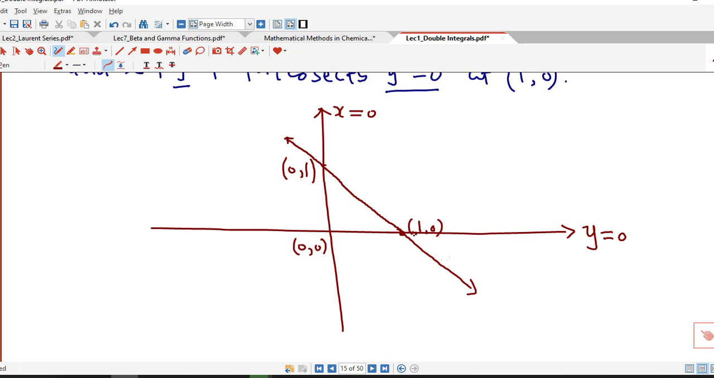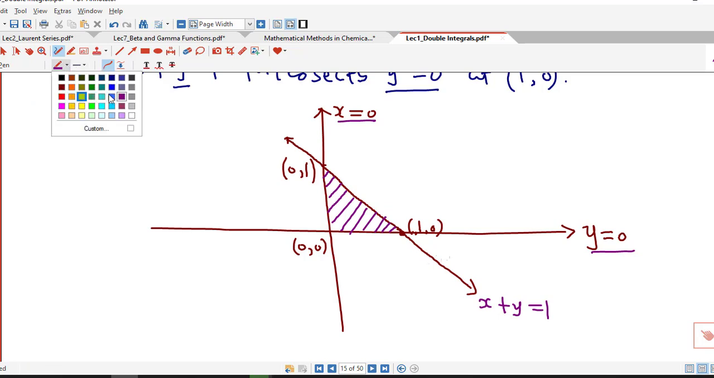We are getting just the idea of how to find out limits of integration from the region of integration. So region of integration is bounded by line x plus y equal to 1, y equal to 0, and x equal to 0. So this is the region which is bounded by x equal to 0, y equal to 0, and x plus y equal to 1. So this is the region of integration.